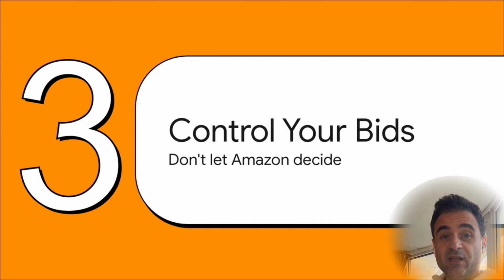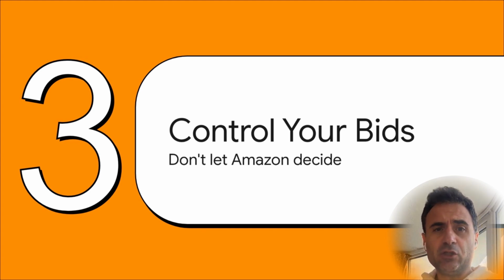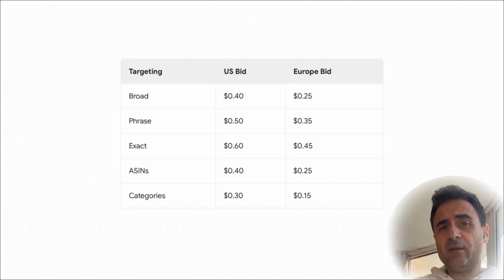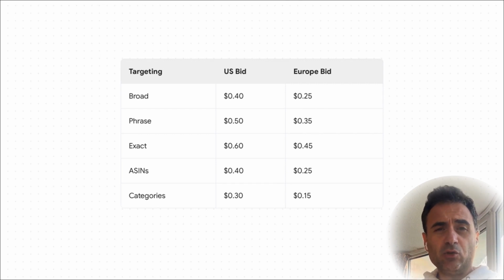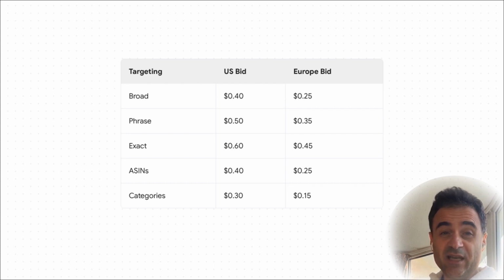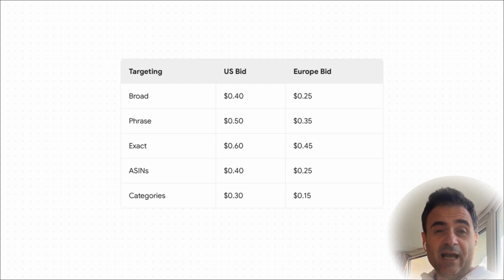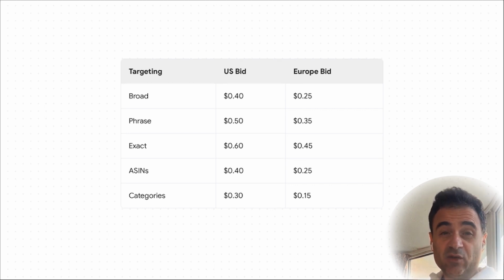Now let's talk about the single biggest place where authors lose money: bidding. It's so easy to just go with what Amazon tells you, but if you do that, you're playing their game, not yours. It is time to take back control. This slide right here gives you a really solid, safe starting point for your bids. No guesswork needed. So in the US, you can start your broad keywords around 40 cents, exact keywords at 60, and ASINs or competitor products at 40 cents. Over in Europe, you can usually knock about 10 to 20 cents off those numbers.